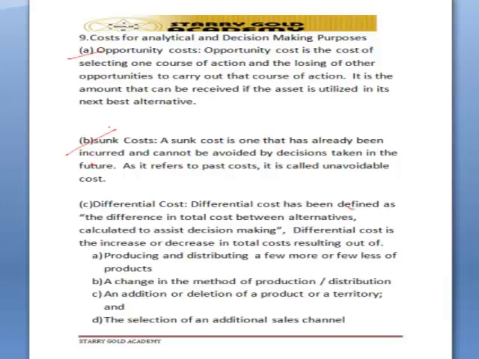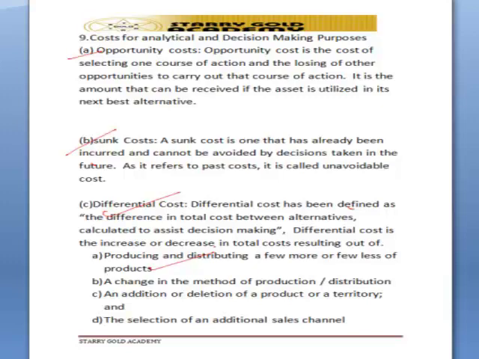So we also have what we call the differential cost. Differential cost has been defined as the difference in total cost between alternatives, calculated to assist decision making. Differential cost is the increase or decrease in the total cost resulting from the following. For one, producing and distributing a few more or a few less of a product. What is the effect of that decision? That is what we are talking about when we are looking at differential costs.